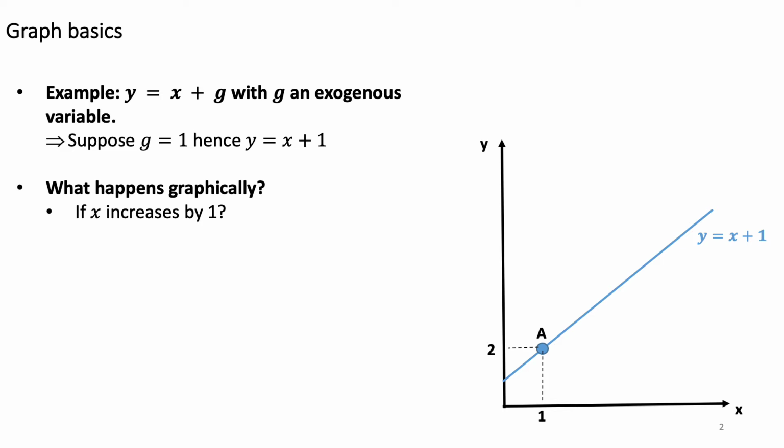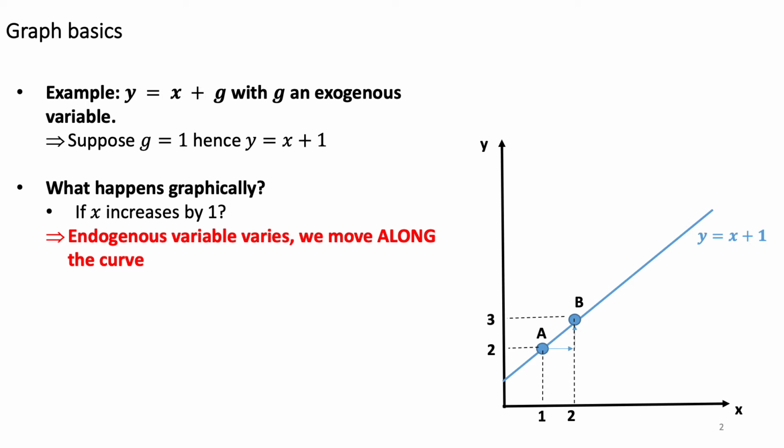For example, say that we are at point A, coordinates 1, 2. From there, if x increases by 1, y will then be equal to 3, and we go to point B. We are still on the curve.